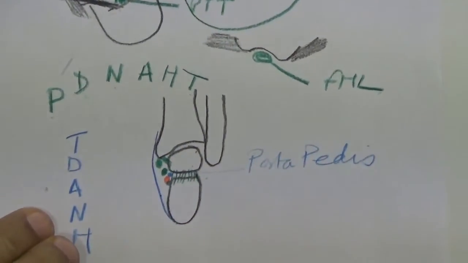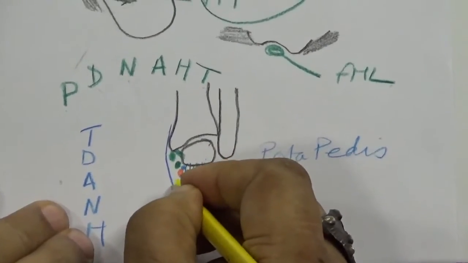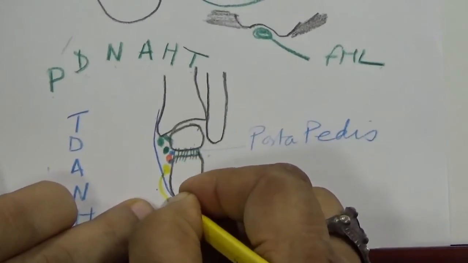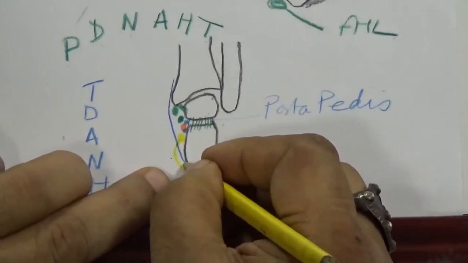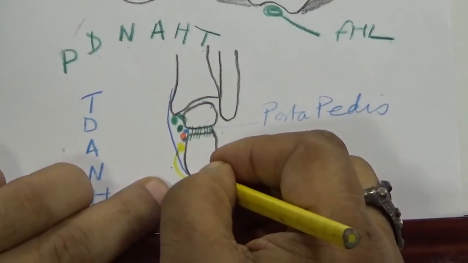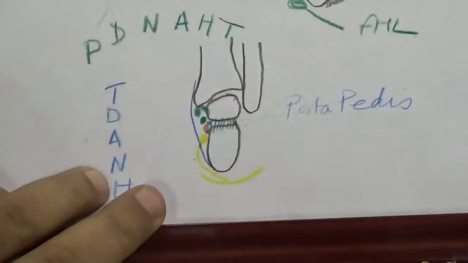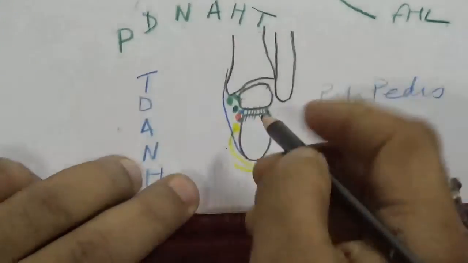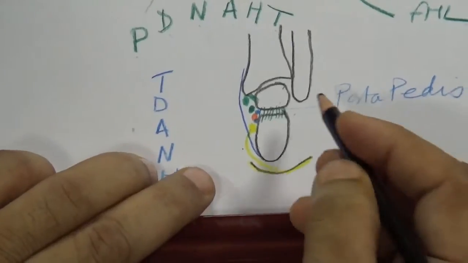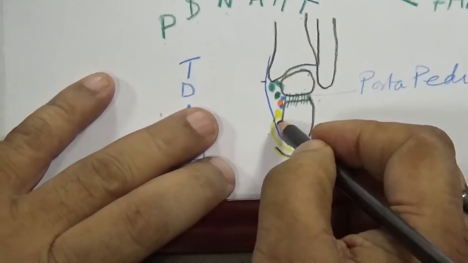Then you have the nerve. The peculiarity of the nerve is that it gives branches, the posterior calcaneal branches, which pierce this part of the flexor retinaculum, the inferior part of the flexor retinaculum, and supply the skin of the heel, which is a very important skin, because a lot of ulcers can develop here. So you always divide the flexor retinaculum here, not here.